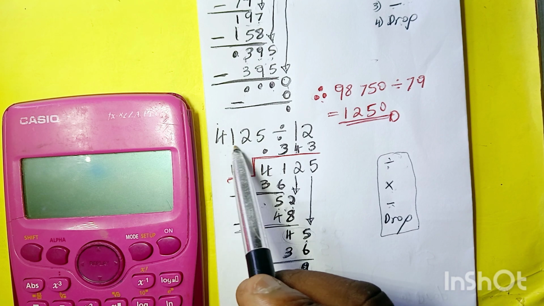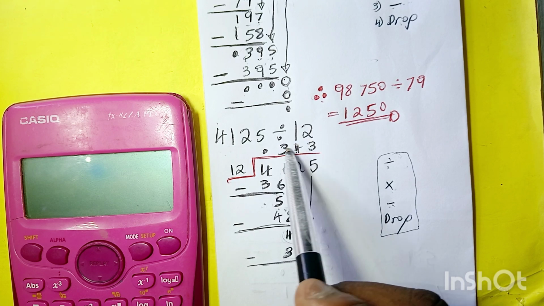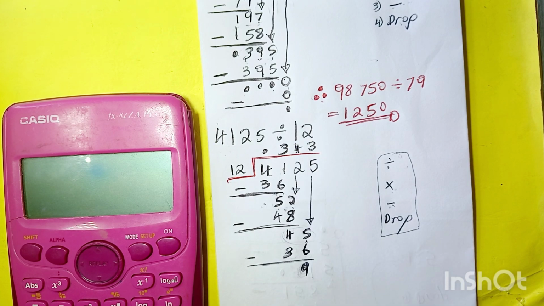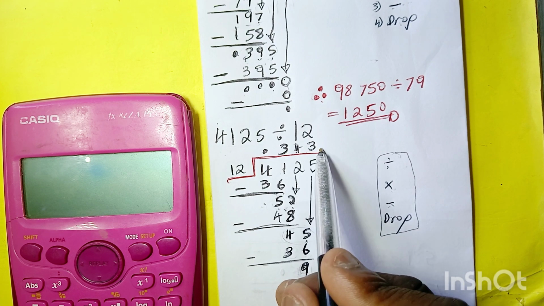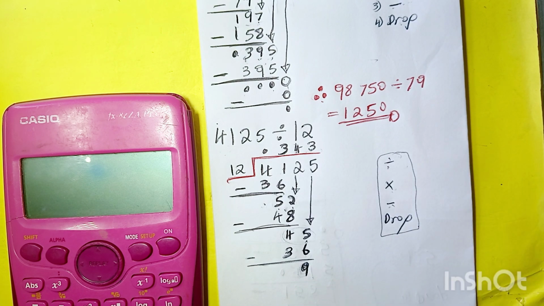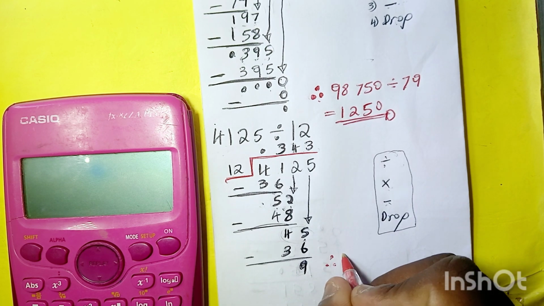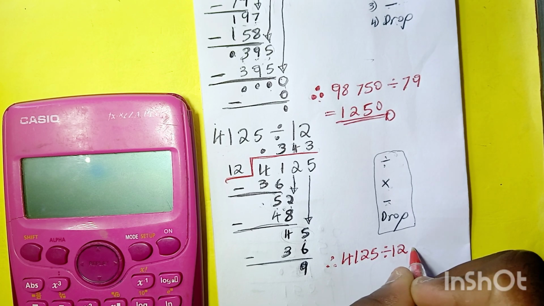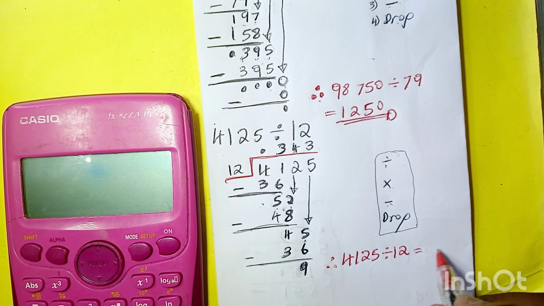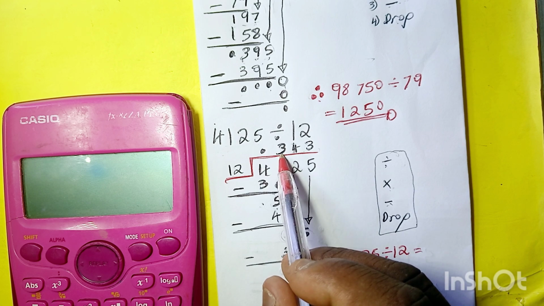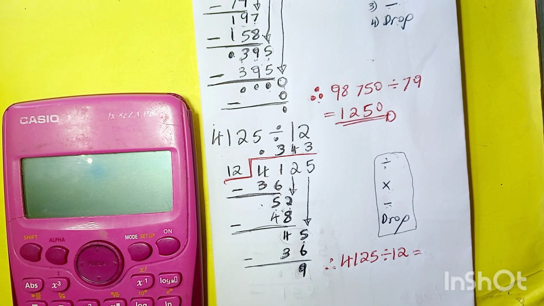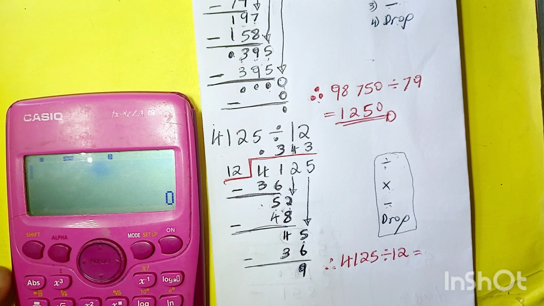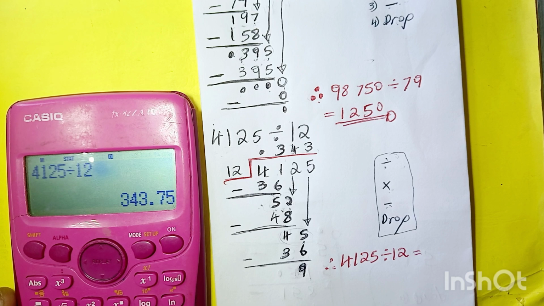Meaning that if I divide this and that one, I will get a number which is decimal. Do you understand? Therefore, if I say 412 divided by 12, here I will get a decimal number, but that number will start with 34, comma something. So let's try to do it. Say 4125 divided by 12.